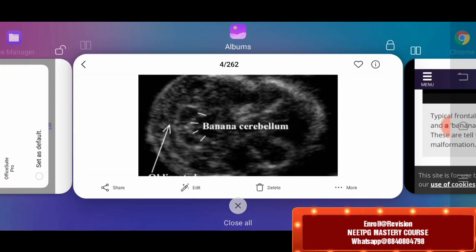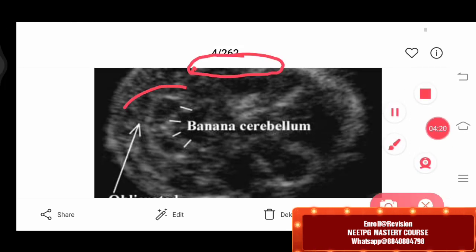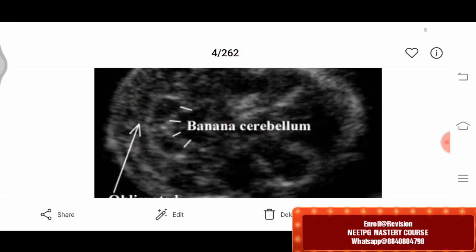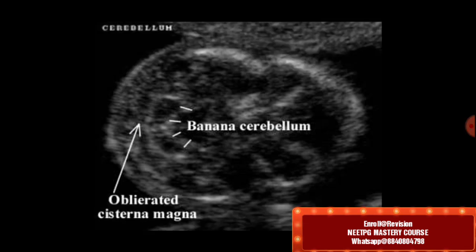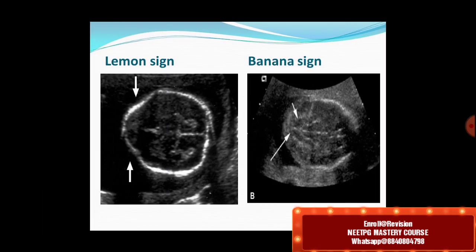I'll show you here. If you see, this is the banana cerebellum. What happens is there occurs the narrowing of the anterior part, and as a result of this, pressure goes towards the cerebellum, and then through the foramen magnum all the contents come down. So this forms a banana here, and a lemon here. See here, the obliterated cisterna magna and the banana cerebellum, and in the anterior part, the narrowed part is the lemon sign. So this is the lemon sign and this is the banana sign.